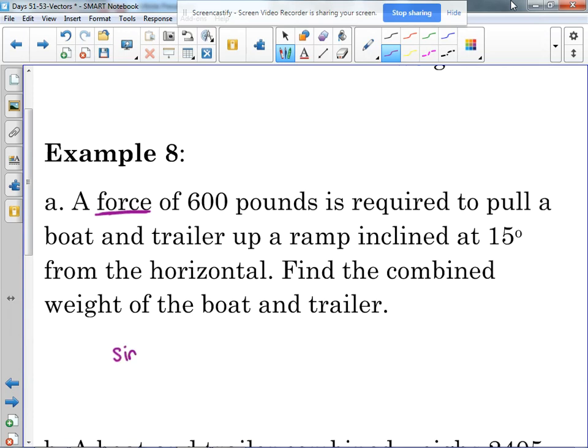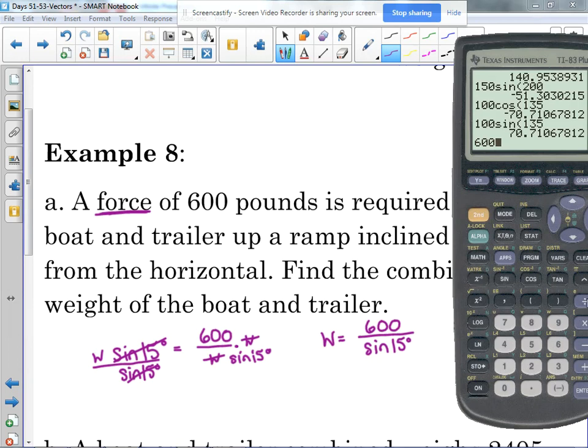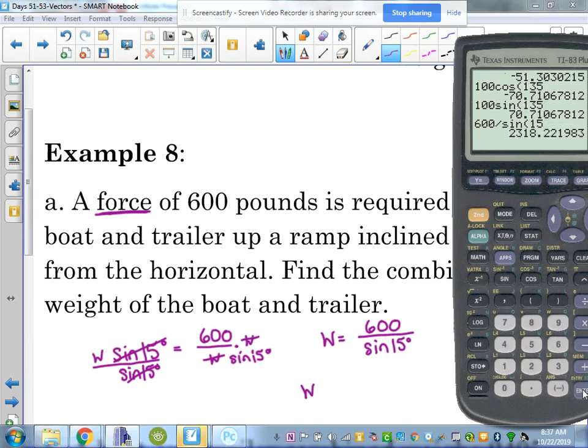So if we set up our scenario, the sine of the inclined angle, so sine of 15 degrees, is equal to our force, 600, over our weight. We don't know it. That's what we've been instructed to find. We're solving for W. It's in the denominator. We need to start by multiplying both sides by W to get it out of the denominator. And then we get W by itself, so we divide both sides by the sine of 15 degrees. So W is equal to 600 divided by the sine of 15. The combined weight here is approximately 2,318.222 pounds.